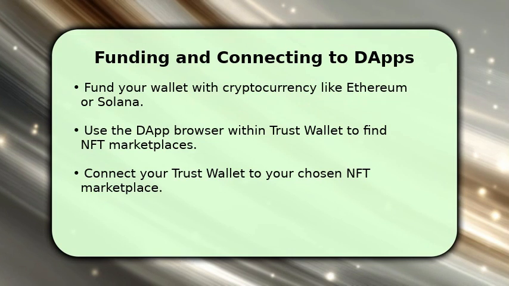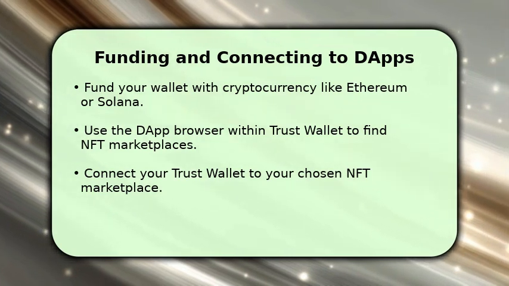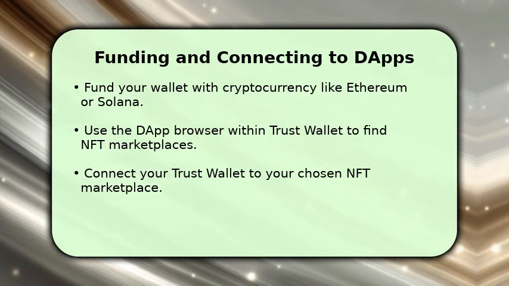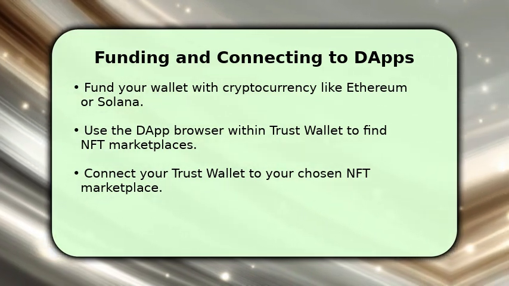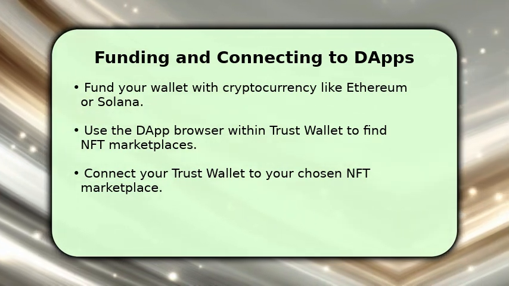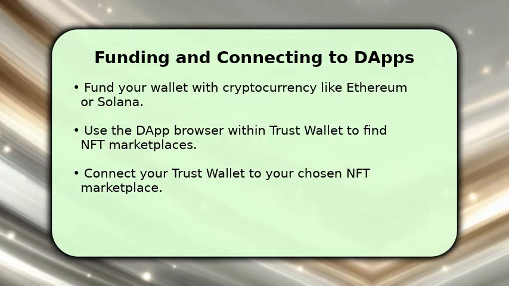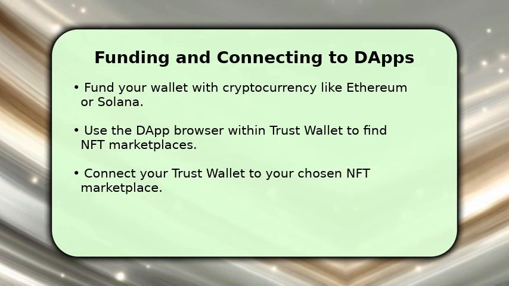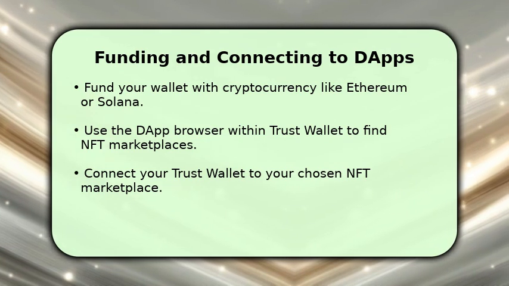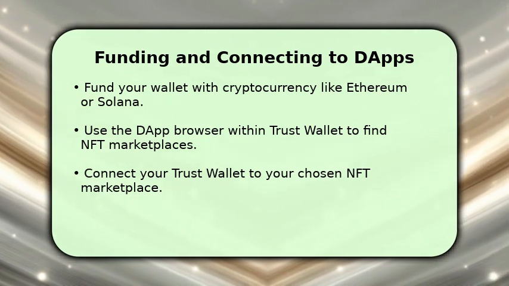Now that your wallet is secure, it's time to fund it. You'll need cryptocurrency, such as Ethereum or Solana, to purchase NFTs and cover transaction fees. You can buy crypto directly within the app or transfer it from another exchange. Next, use the built-in D-app browser to navigate to popular NFT marketplaces. Once there, simply connect your Trust Wallet to the platform to begin exploring.